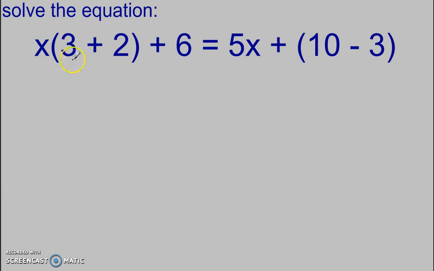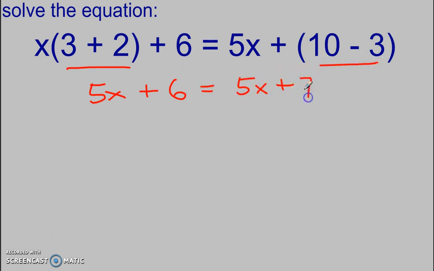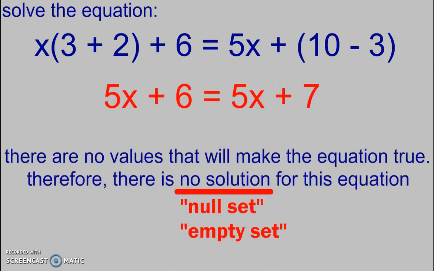Now let's look at this expression here. 3 plus 2 gives us 5. 5 times x is 5x, plus 6 is equal to 5x plus 10 minus 3, which is 7. Now if I keep solving that, I can either subtract 5x from each side, or I could subtract 6 from each side. Now notice 5x plus 6 equals 5x plus 7. Something doesn't seem quite right.